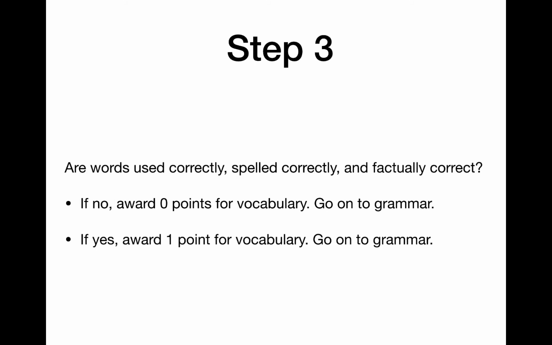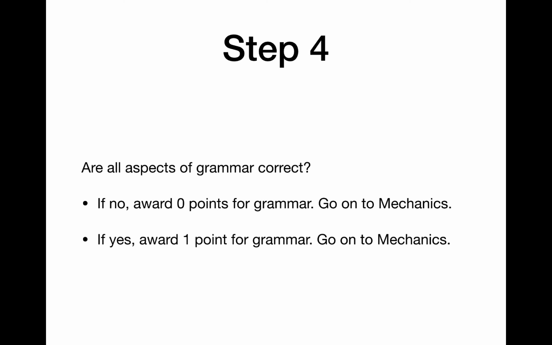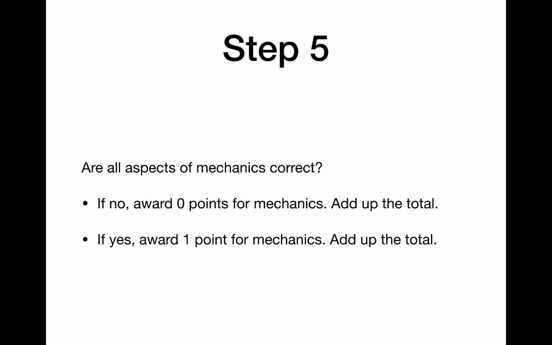Are words used correctly, spelled correctly, and factually correct? If no, award 0 points for vocabulary and go on to grammar. If yes, award 1 point for vocabulary and then go on to grammar. Are all aspects of grammar correct? If no, award 0 points for grammar and go on to mechanics, and if yes, award 1 point for grammar and go on to mechanics. And finally, are all aspects of mechanics correct? If no, award 0 points for mechanics and add up the total. If yes, award 1 point for mechanics and add up the total. So, each sentence can be worth a maximum of 3 points and a minimum of 0 points.